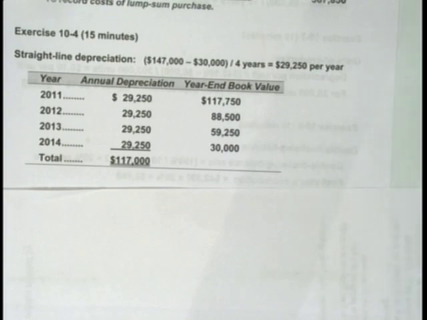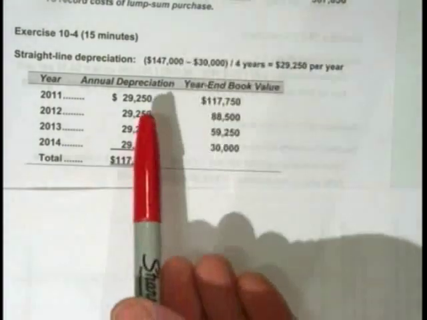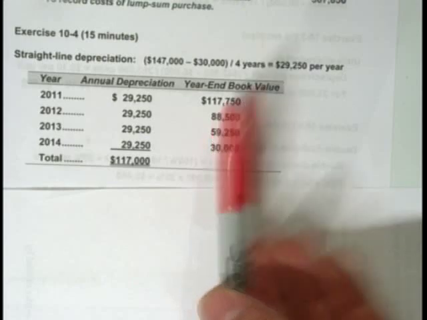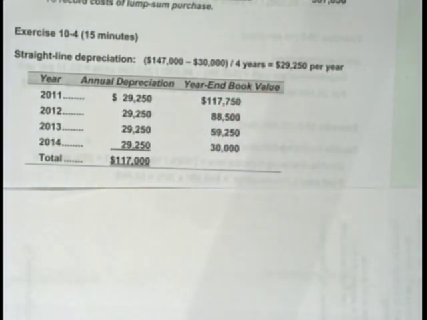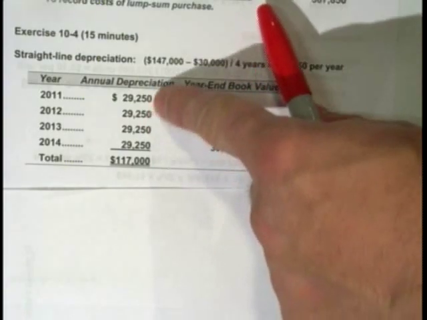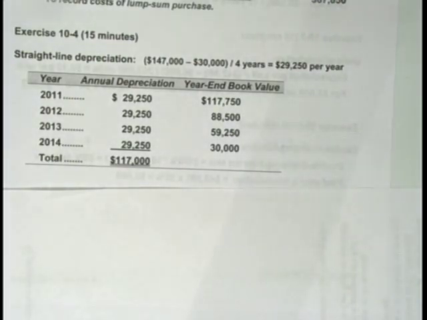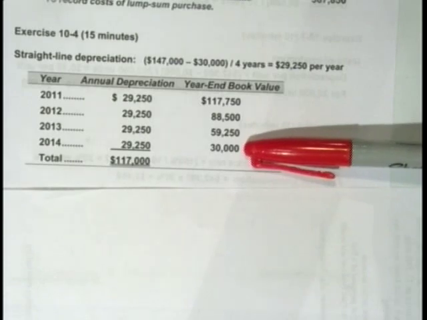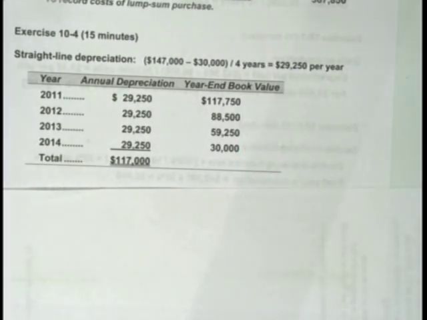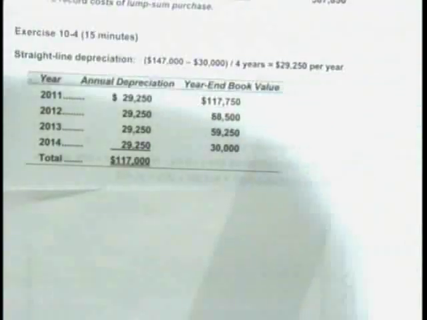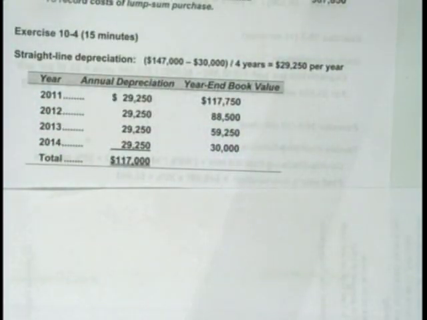So the cost in this case is $147,000. 147 minus 29,250 is 117,750. 147,000 minus both of these would be 88,500, and so on. Correct? And of course, you depreciate down to the estimated residual value, and then we're done depreciating. Correct? And in this case, that residual value was $30,000. Okay? That's not too bad, is it? Straight line should be easy points. Okay? Any questions on 10.4?